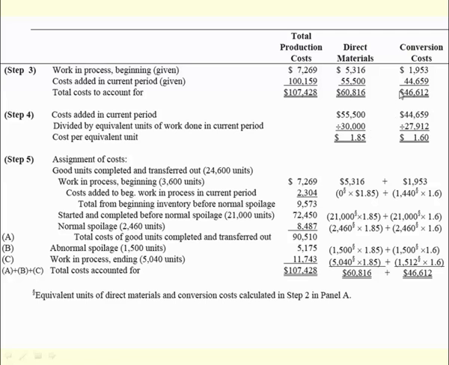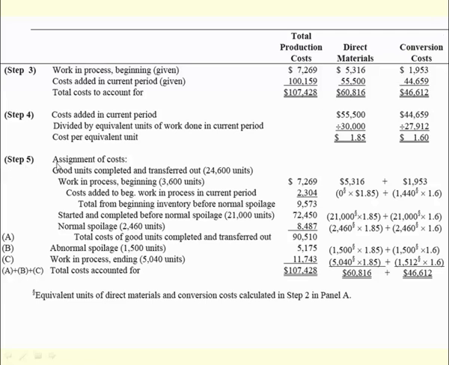For conversion cost, costs added during the current period, 44,659, divided by equivalent units of work done under conversion costs, 27,912, which equals $1.60 cost per equivalent unit for conversion cost.